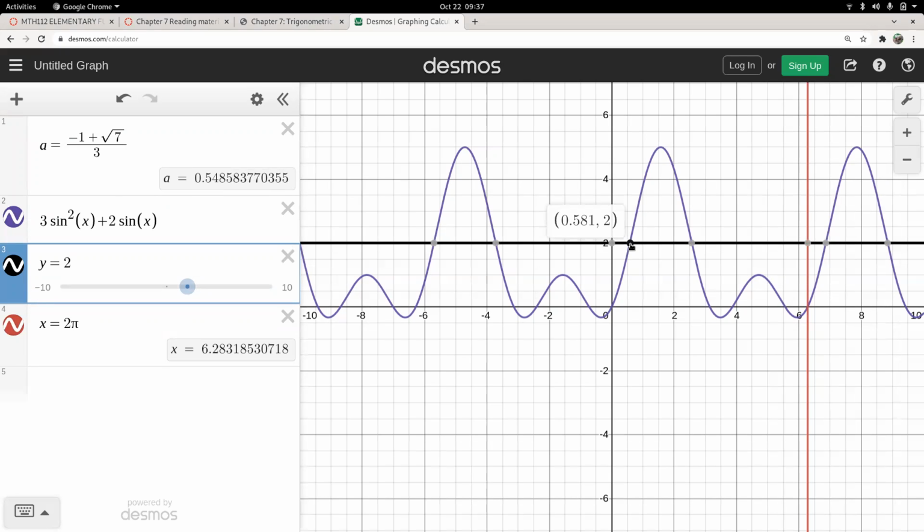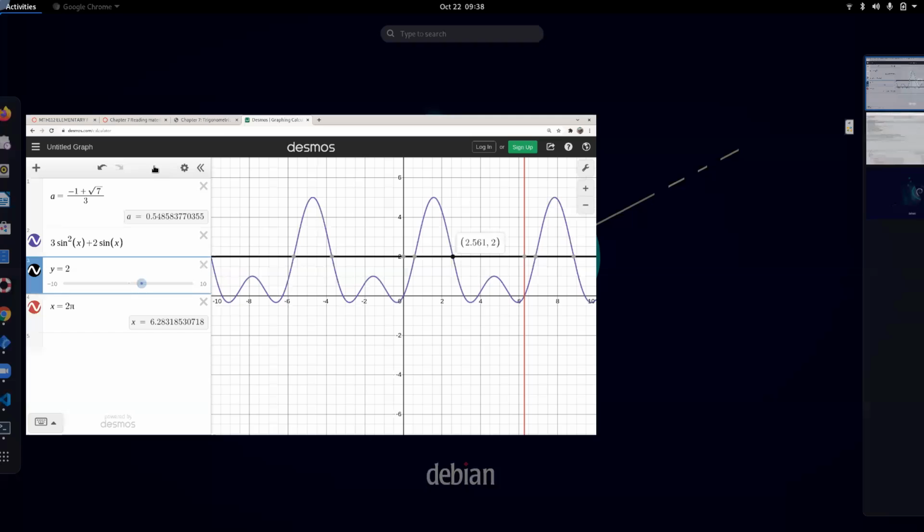So that's that. Ooh, wait a minute. How come I'm getting a different number here? Did I mistype something? 0.58. I was thinking it was 0.55. Okay, I have an error somewhere. Interesting. And the other one here, 2.56. I never calculated the other one, but there are only two basic solutions. Okay, so where do I have an error? Did I mistype my function? 3 sine squared of x plus 2 sine of x. That looks right. Y equals 2. That looks right. Okay, so I must have an error in my arithmetic over here.